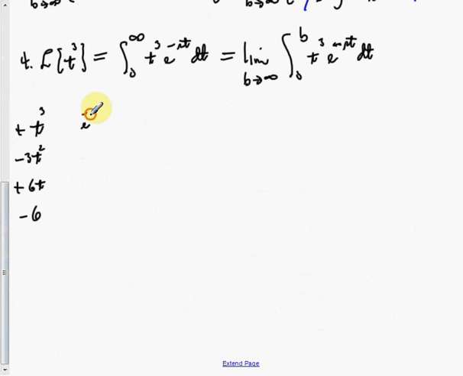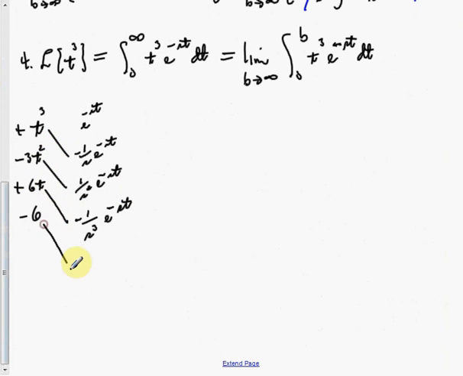Over here we have e to the negative st, negative 1 over s times e to the negative st, 1 over s squared times e to the negative st, and negative 1 over s to the third times e to the negative st. I think I need one more. That goes there. This goes here. Yeah, we need this one: 1 over s to the fourth times e to the negative st.